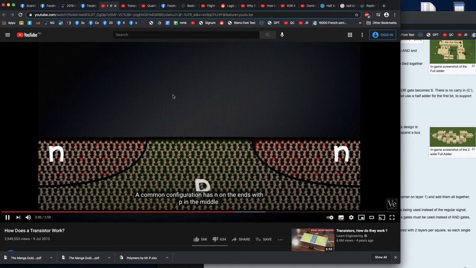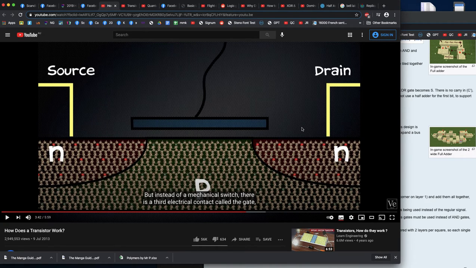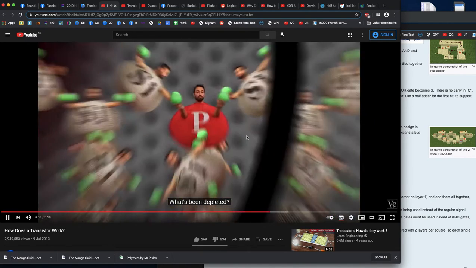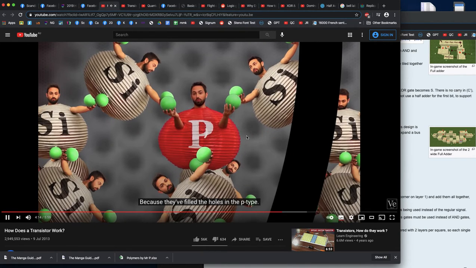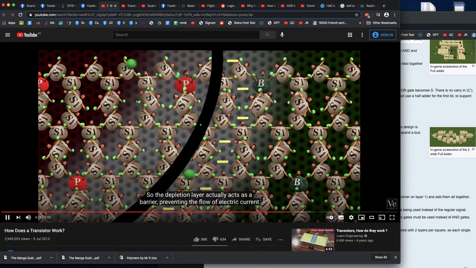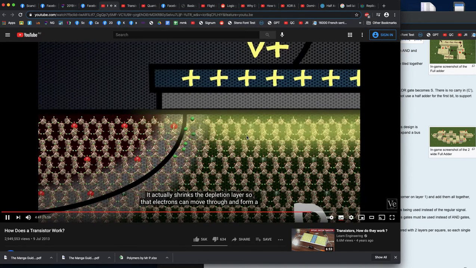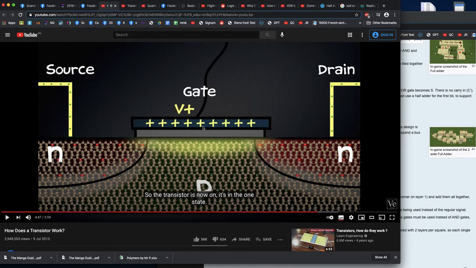Okay, so what happens is we can have a barrier that only allows electricity to flow from these ends to these ends when there's a charge applied at what's called the gate to the P's. Now, he's going to go through this in more detail, but for us, what we need to know is that electricity won't work unless there is electricity applied here. If there's no electricity applied here, it won't work.